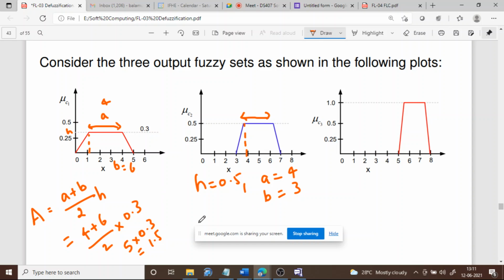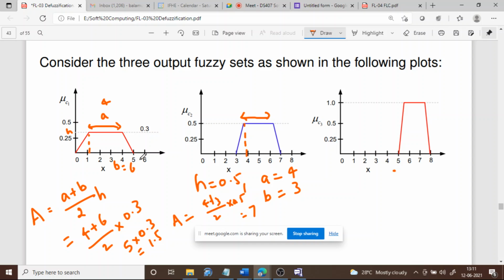Now calculate the area. What's the value of area? Area will be (4 plus 3) by 2 into 0.5, right? That is 7 by 2, 3.5 into 0.5, which is 1.75. Okay, so like that you can calculate area for this also. So like that you calculate area for all the three membership functions.